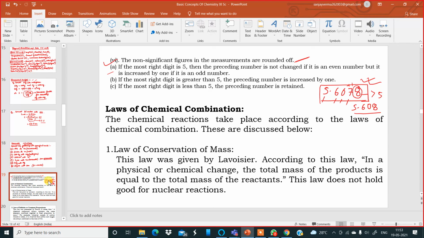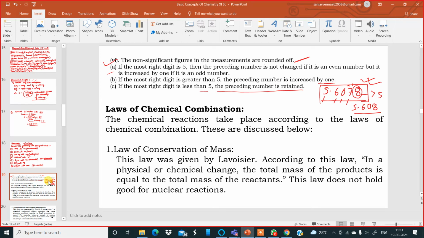Now look at number B. If the most right number is greater than 5, the preceding number is increased by 1. This is what I have explained just now. If the most right digit is less than 5, the preceding number is retained. That means there is no addition of 1 or subtraction of 1. Okay, so this completes your significant figures and your writing in scientific notation.